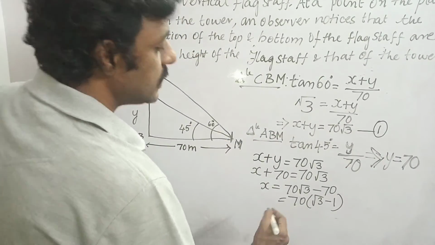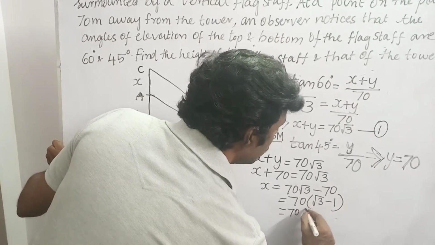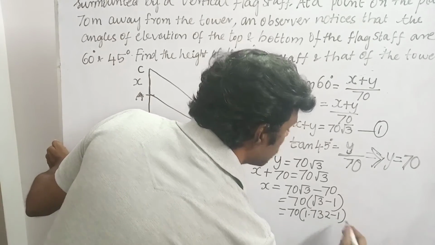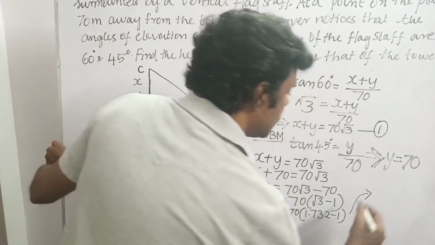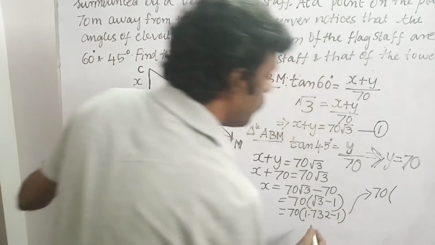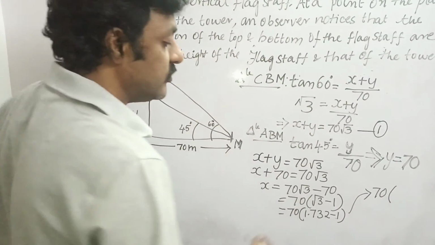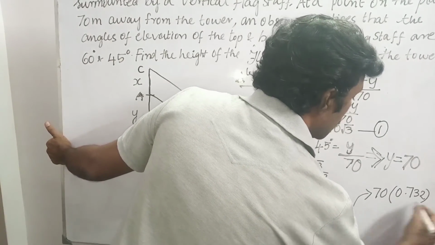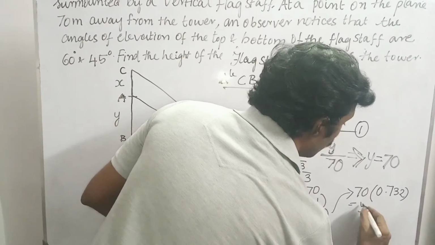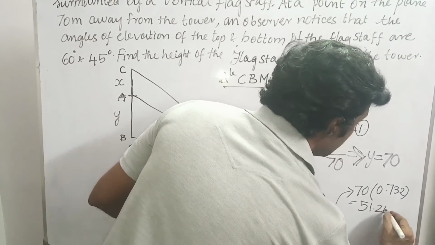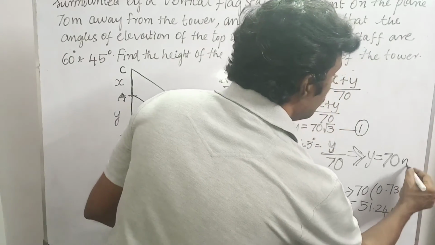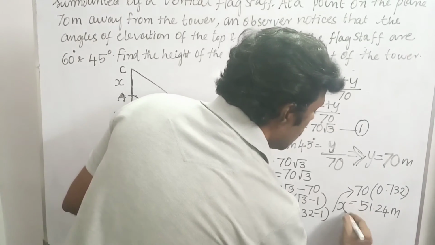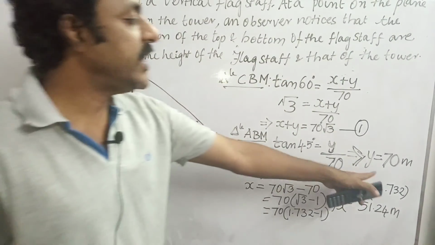So what we can do is, 70 into root 3 value is nothing but 1.732 minus 1. So this will be 70 into 1.732 minus 1, which is 0.732. We get 51.24 meters. Y is equal to 70 meters. So x is nothing but 51.24 meters, and we have y equal to 70 meters.